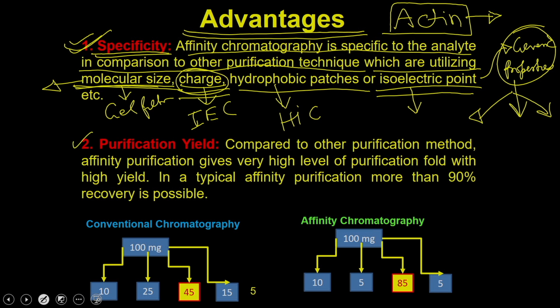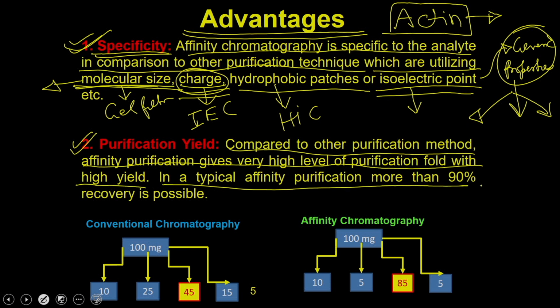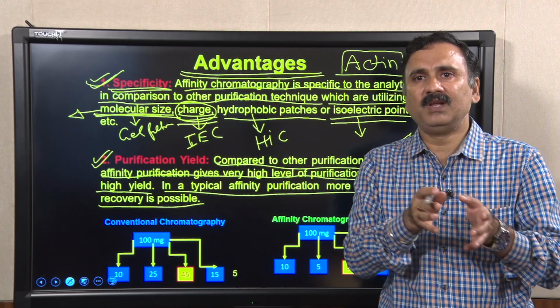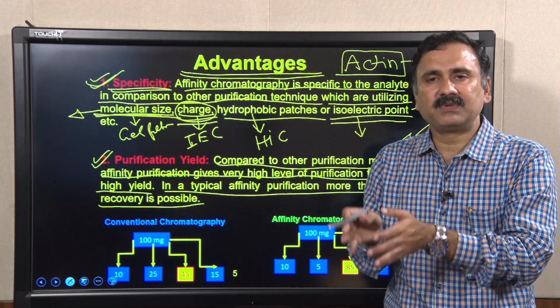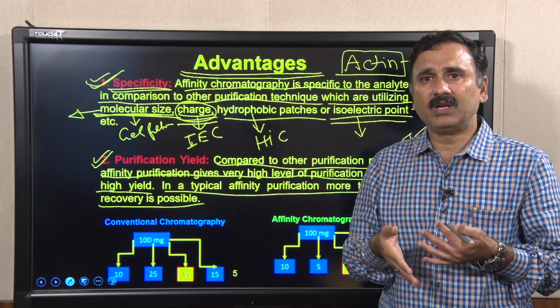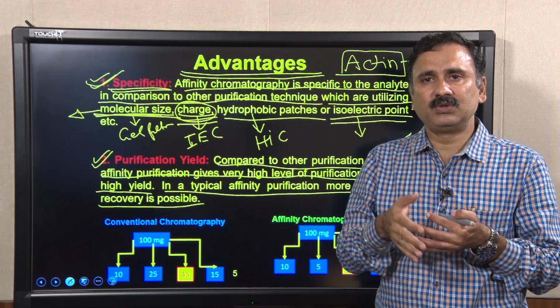The second is the purification yield. Compared to the other purification methods, affinity chromatography gives a very high level of purification fold with a high yield. In a typical affinity purification, more than 90% recovery is possible. What is meant by the purification yield is this: suppose you started with 100 milligrams of crude extract, or your molecule is present as 100 milligrams in the beginning, and at the end of the purification, whatever amount of purified protein you get is called the purification yield.